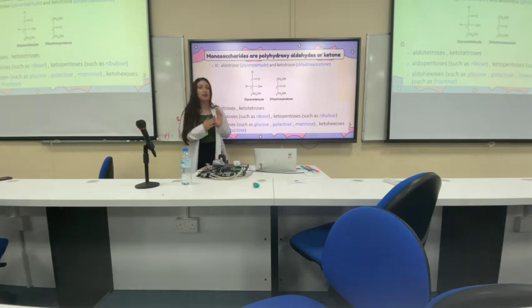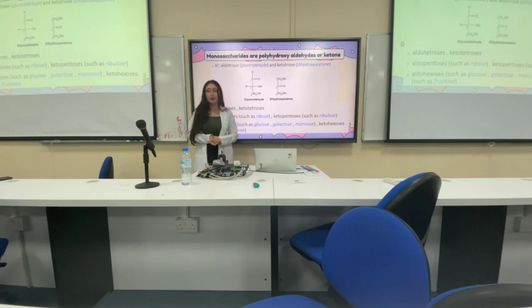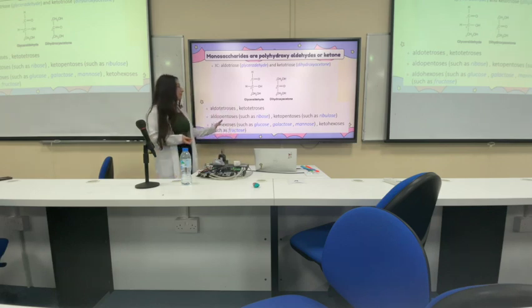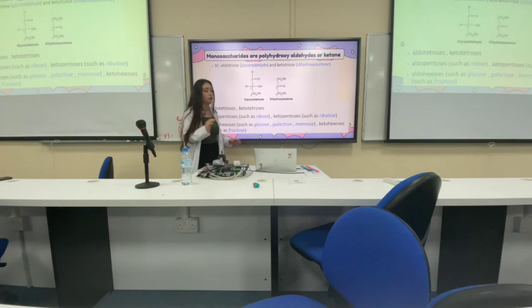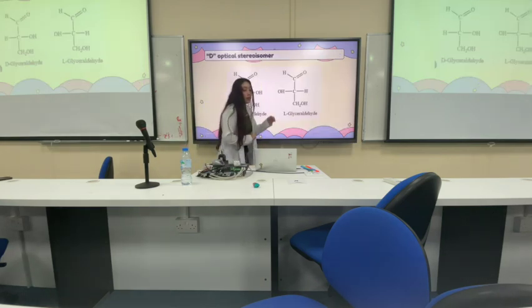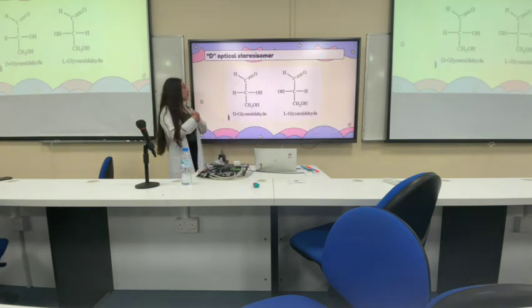Without looking, if I tell you this carbohydrate is an aldehyde and it has 6 carbons, how would you name it? Glucose. This is glucose, but since we're naming it systematically, it's aldohexose. Exactly. And the same thing: aldopentoses, ketopentoses, aldohexoses, and so on. We won't stop at this.